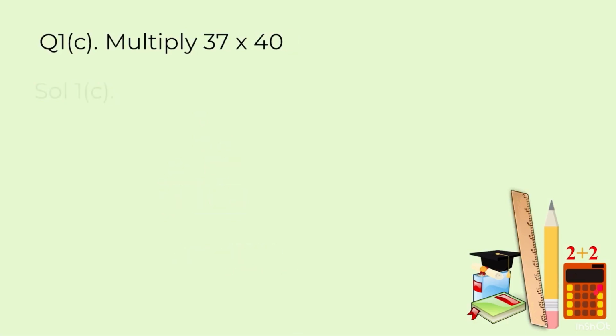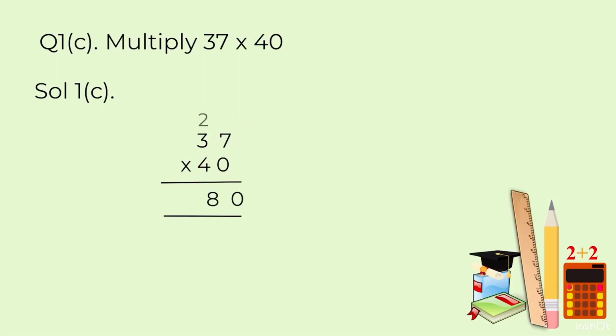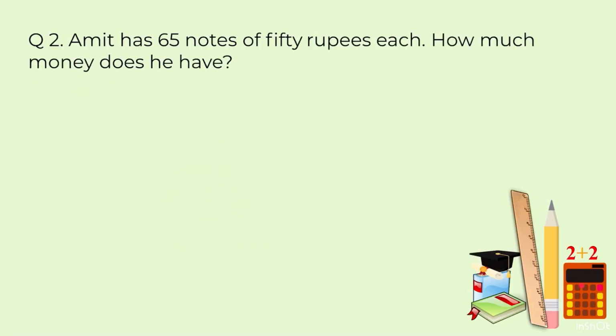C part, 37 into 40. We will write them one below the other. There is 1 zero, we will write 1 zero. Then we will multiply 4 by 7, which is 28, 2 at the top, 8 at the bottom. Then 4 into 3, 12 plus 2, 14. Answer is 1480.